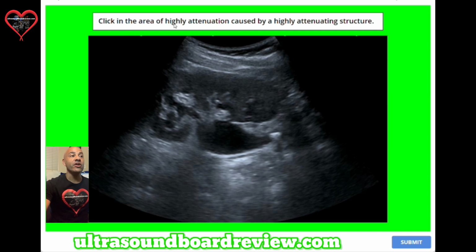Question 6. Click in the area of high attenuation caused by a highly attenuating structure. The answer will be right here. If you look closely, this is a stone right here, which is absorbing the ultrasound coming down, causing a shadow posterior to that structure. So you'll click right there.